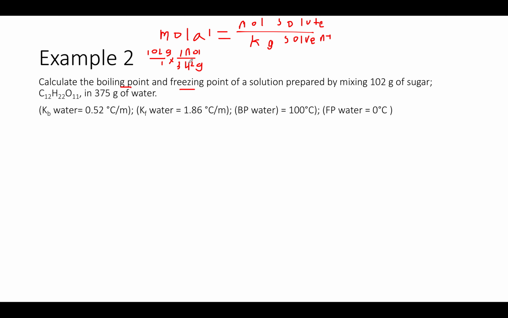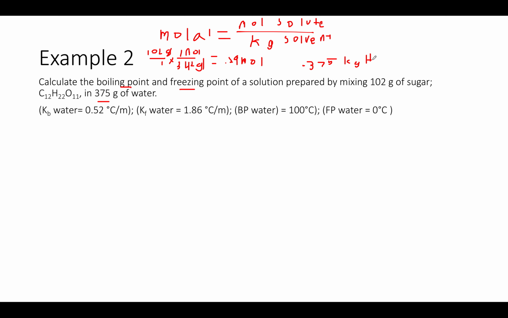So grams cancel, and I get 0.29 moles of sugar. Now my solvent's the water, 375 grams. So you move the decimal place over twice. So that's 0.375 kilograms of water.